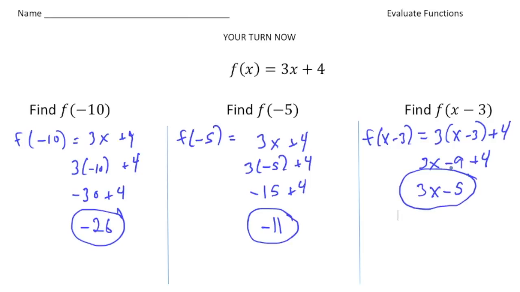So I hope you did well with these problems. Remember, anytime you hear the term evaluate, all that means is you substitute a number in for a variable and then you simplify the expression.